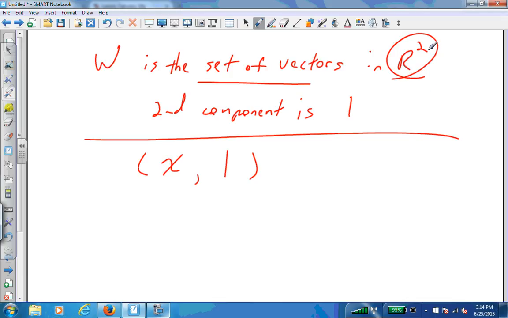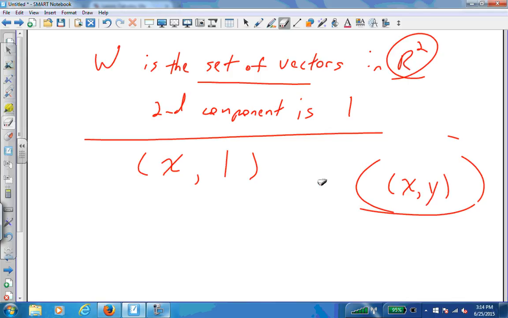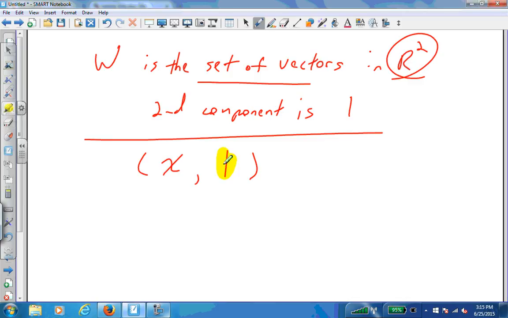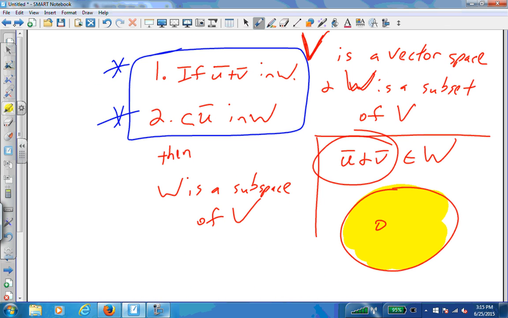So R2 is the set of all possible vectors, or you could think about those as ordered pairs. W is a subset of that. It's all of the ones where the y component, or the second component, is 1. Now this violates both of our conditions to be a subspace.